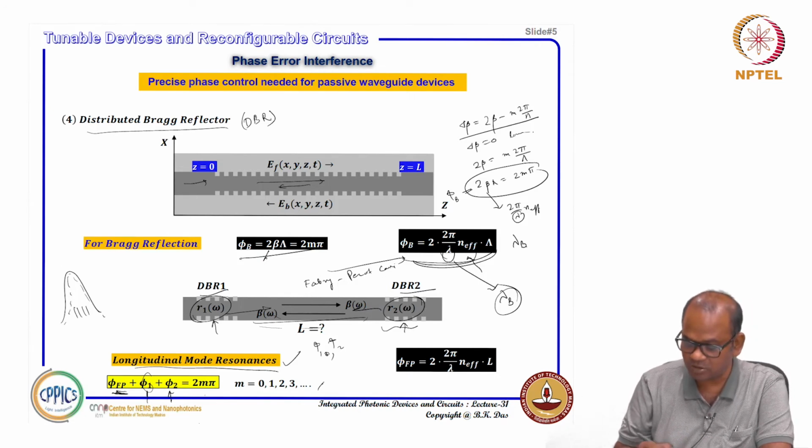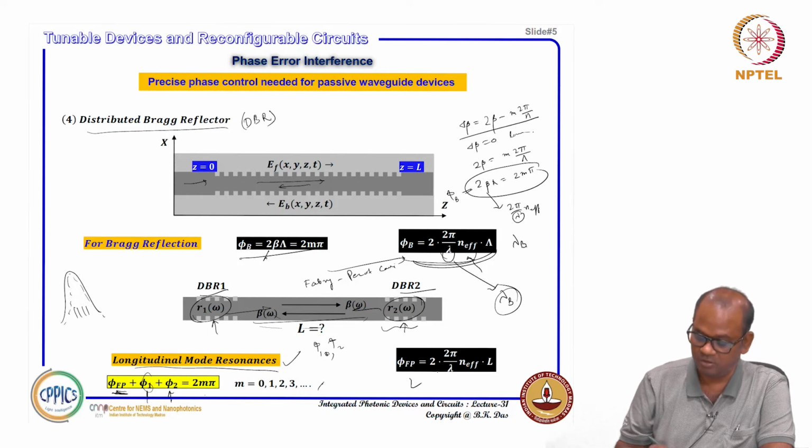Similarly, if you just consider the Fabry-Pérot phase, phi FP will be 2 beta L. If L is the length, then 2L is the round trip length, and the round trip propagation constant multiplied by the round trip length will be phi FP. That Fabry-Pérot related phase must be equal to 2 beta L, where beta equals 2 pi by lambda times N effective, multiplied by L. Again you see N effective comes here.